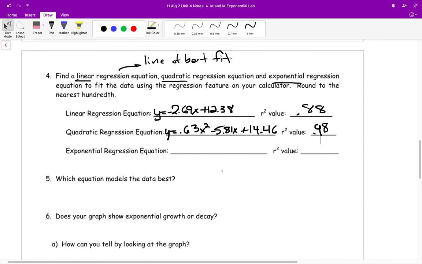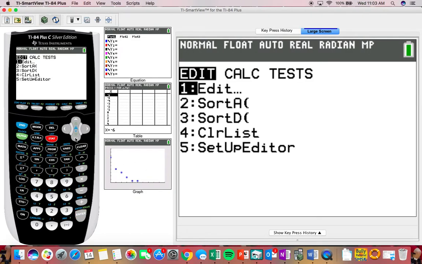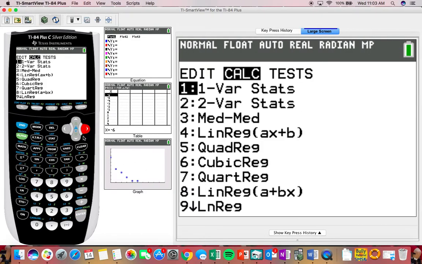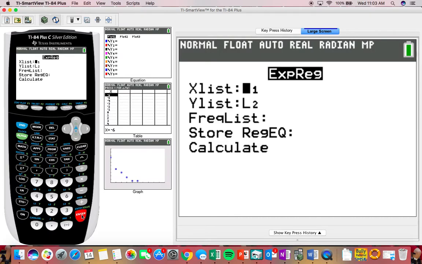Okay, last one we're going to do is exponential regression. So let's go back to the graphing calculator, once again to Stat, over to Calc, and look for exponential regression. Let's see, quartic, cubic, another linear, ln, exp, there we go, exp regression. Once again, list 1, list 2. Let's go down to calculate and see what it gives us this time.